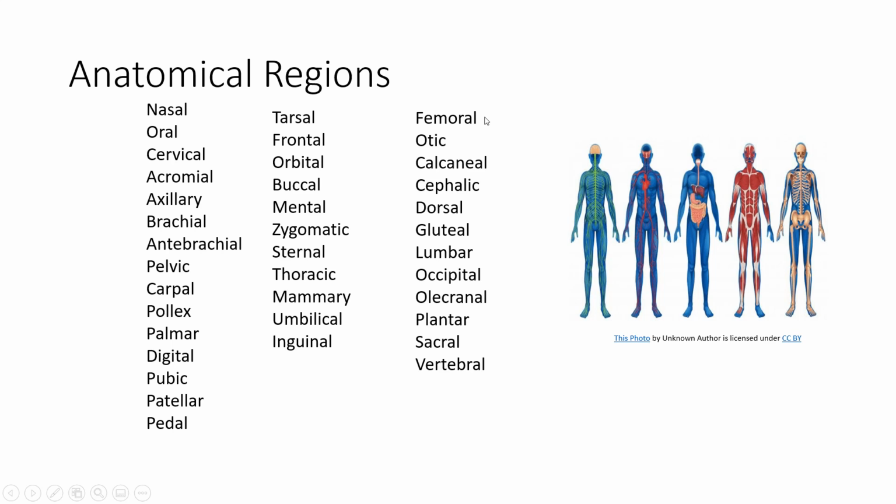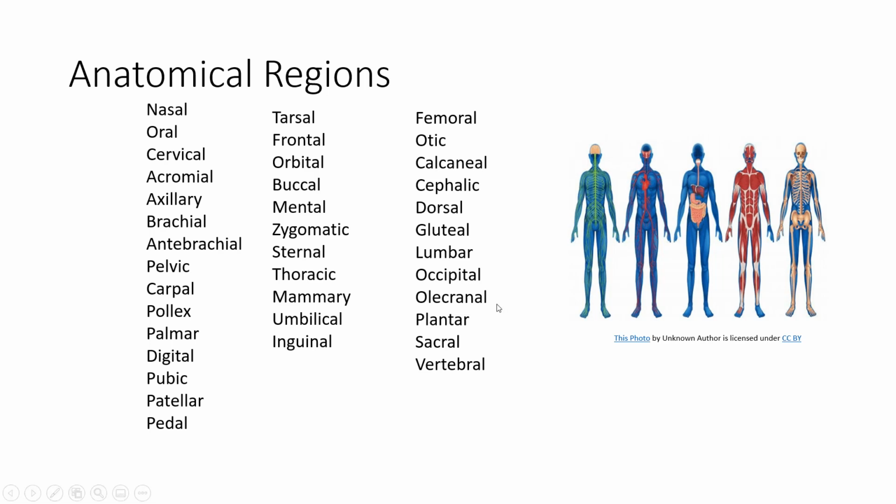Femoral is talking about the upper thigh. Otic is the ear. Calcaneal is the heel. Cephalic is the back of the head. Dorsal is the back of the torso. Gluteal is the butt. Lumbar is the lower back. Occipital is the back of the skull.